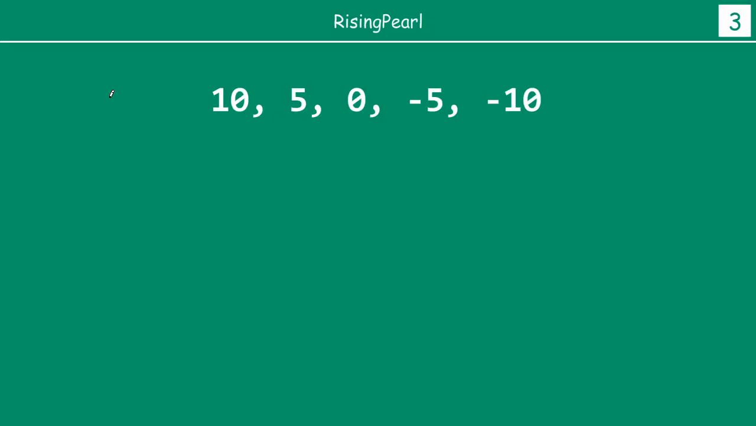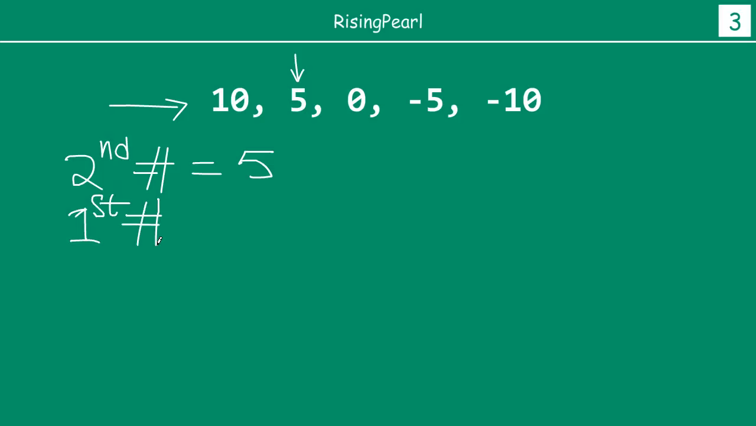Now this series of numbers. Our last series had actually 6 numbers. Here we have 1, 2, 3, 4, 5 numbers. So we start with the second number. Let's say our second number is 5, and we are going to our first number, which is 10. We will do the same thing. We will subtract the first number from the second number. So let's see what happens.